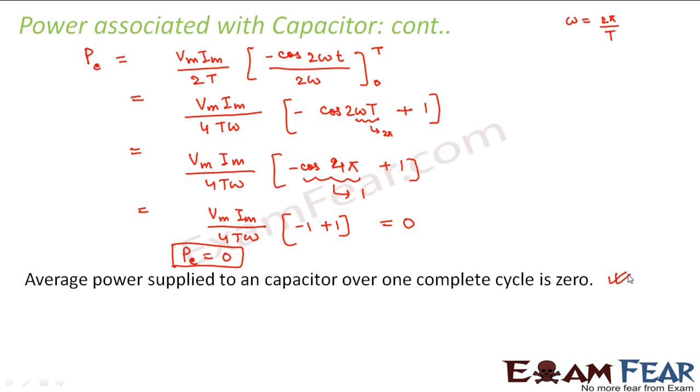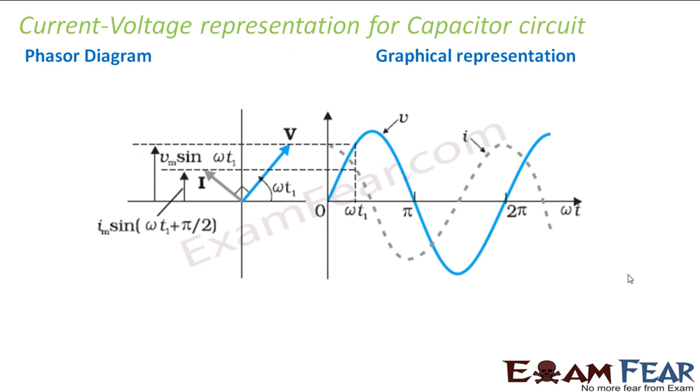Right? So once we have now studied the power associated with capacitor, it is time that we look at the phasor diagram representing the current voltage relationship for a capacitive circuit. So if you look at this diagram, you can see that first we have plotted the phasor for voltage as we do for all the circuits. Now the current phasor is ahead of the voltage phasor by pi by 2.